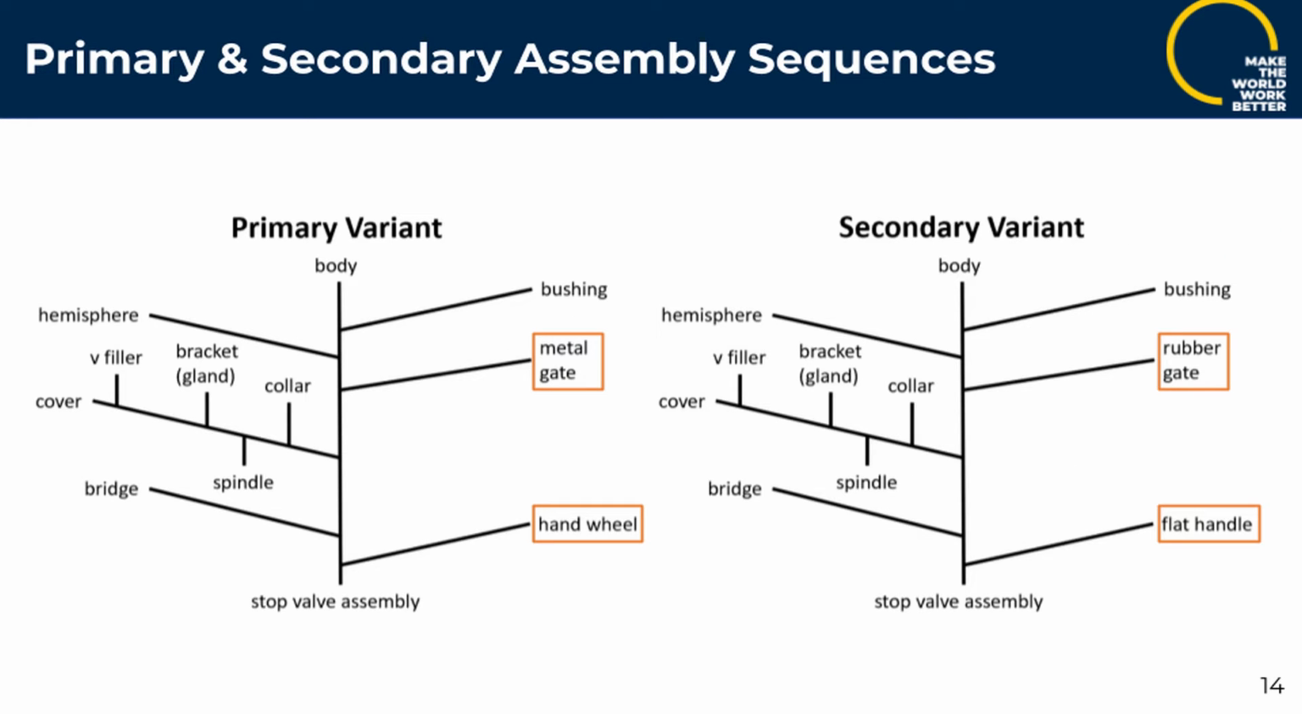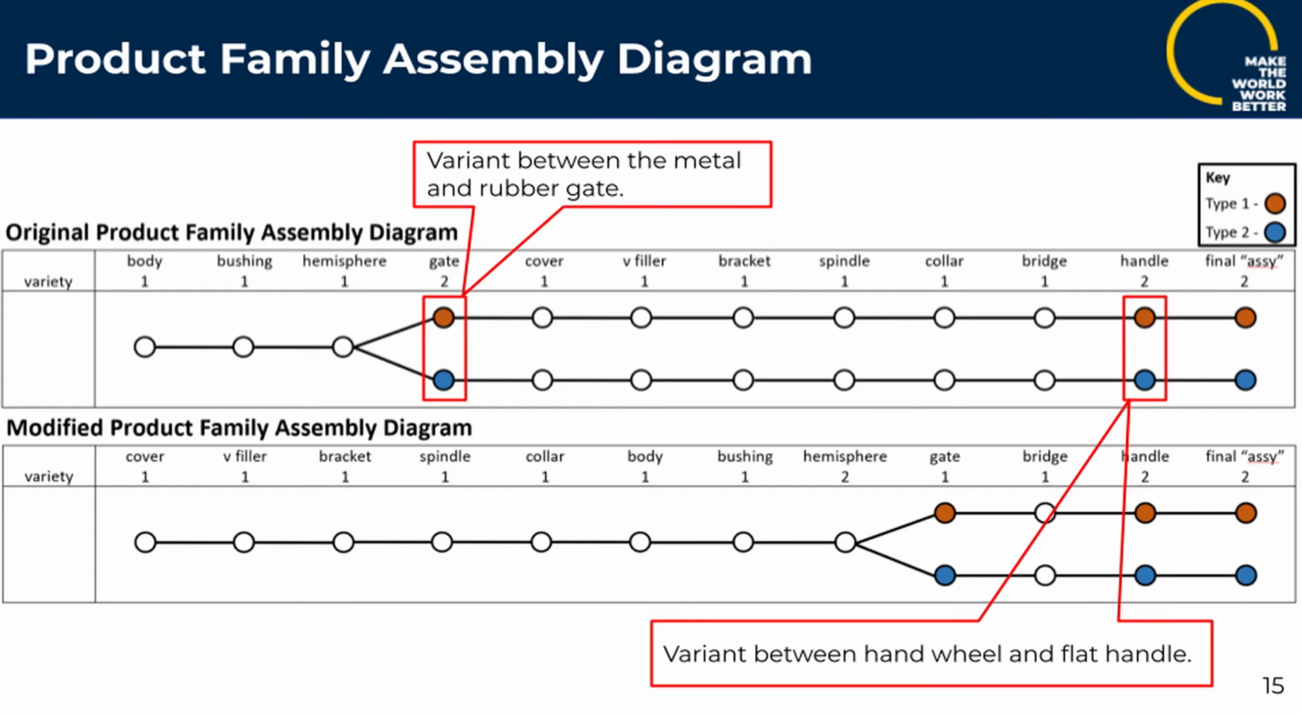Using our chosen primary assembly sequence, we indicate the differences between the primary variant and the secondary variant, with the differences being either a metal gate or a rubber gate being used, and a hand wheel or a flat handle being used. We created a modified product family assembly diagram based off of the primary assembly sequence indicated by our fishbone diagram. The original product family assembly diagram has product differentiation early on in the assembly, whereas if the subassembly indicated in the fishbone diagrams were to be built first, then this would allow for product differentiation much later on in the assembly of the valve.